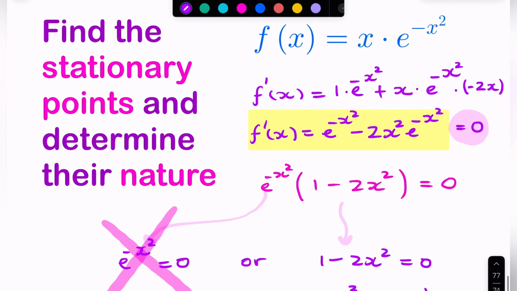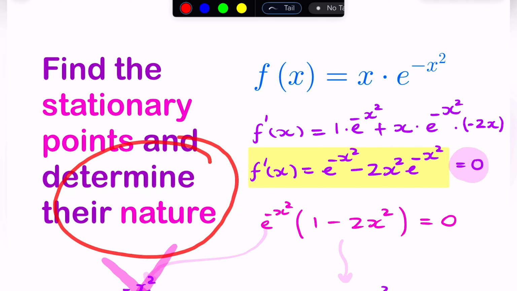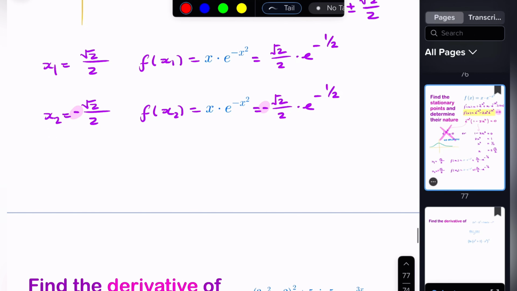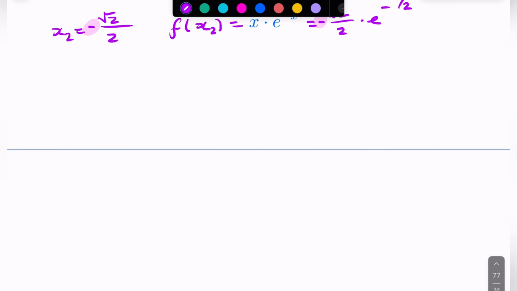But the question said, find the stationary points and determine their nature. So we need to determine whether they're local maxima or local minima. And to do that, we need the second derivative. So just as a reminder, what we do is we find the second derivative, let's just say in general, of x, and we say if the second derivative is positive, then we have a local minimum.